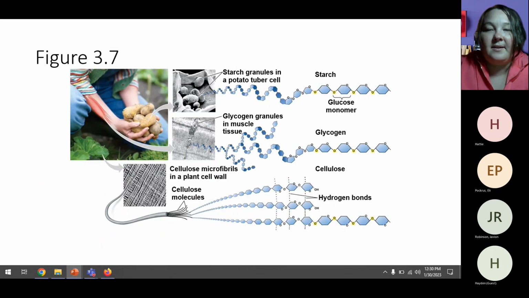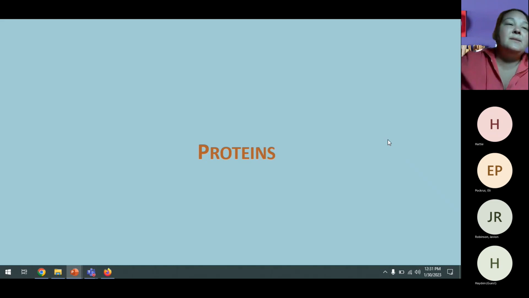This is just a picture, I think it's pretty, of potatoes. Here we've got some starch, some cellulose, some more cellulose and more starch, some glycogen. It's all glucose monomers, all of it. Okay, that's enough about carbs.